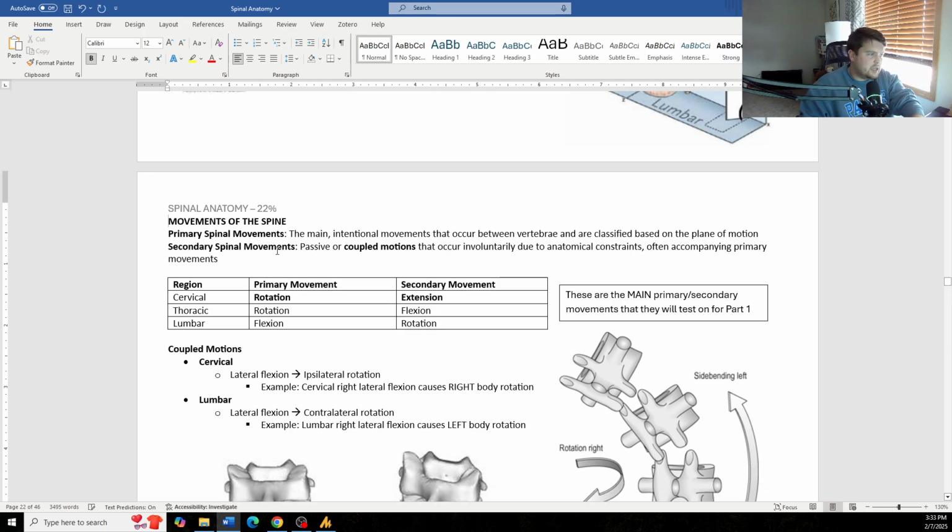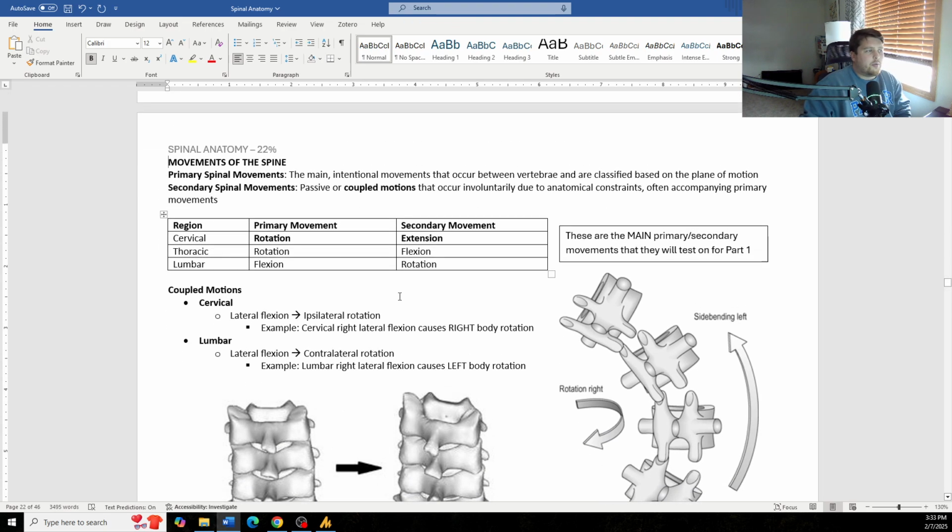The movements of the spine. So we have primary and we have secondary spinal movements. The primary movements are the intentional ones that are between the vertebrae. The secondary movements are our passive, also known as our coupled motions. So for example, in the cervical spine, whenever we rotate, we also get a little bit of extension. The primary movement within the cervical spine is technically rotation.